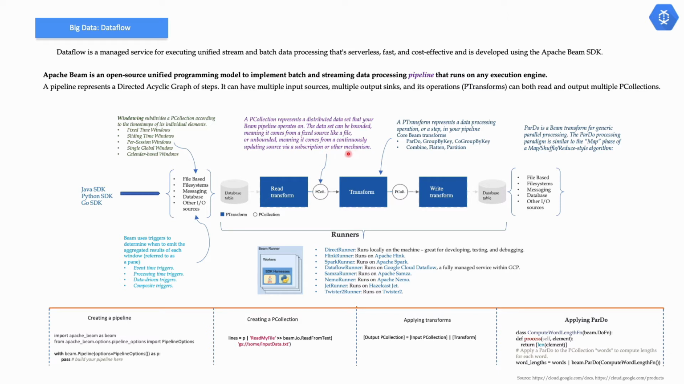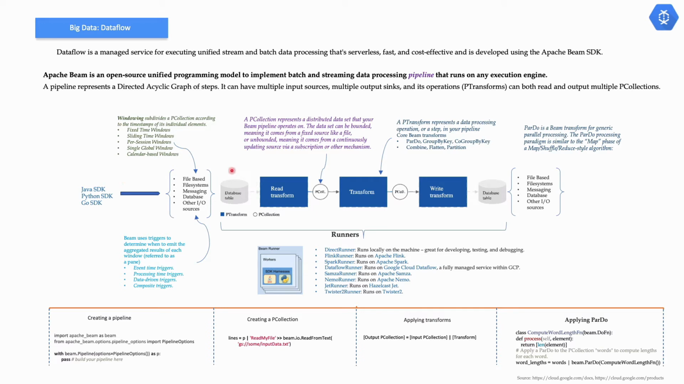So in layman's terms, PCollection is just a distributed data set. PTransform represents a data processing operation or a step in your pipeline. So think of it as any transformation you do, it's a step, and as part of that transformation, you do different kinds of transformation. Some of the examples here are GroupByKey, CoGroupByKey, Combine, Flatten, Partition, and that step is basically termed as PTransform.